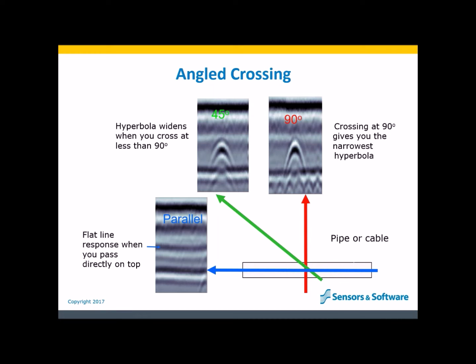This is because if you think about it, you get a hyperbola because the distance from the GPR to the object is constantly changing. You approach it, go over it, and leave it behind. But when the GPR runs right along the top of a linear object, the distance between the GPR on the surface and the linear object in the subsurface is constant. So you get a response at a constant depth in the GPR line. And that's what we see here.